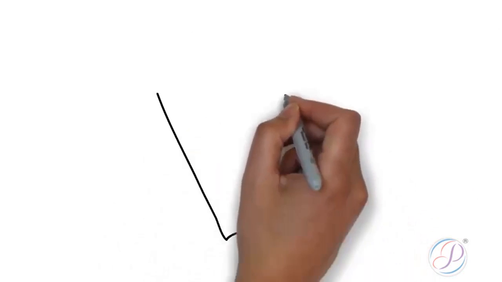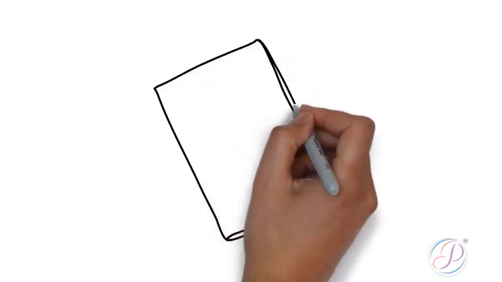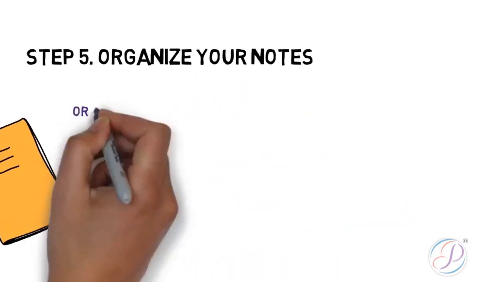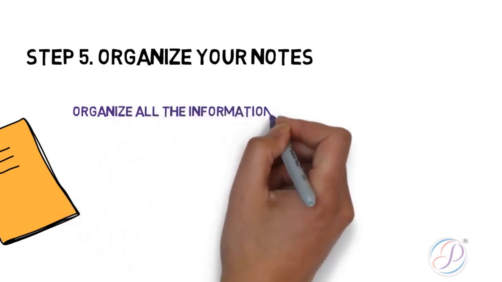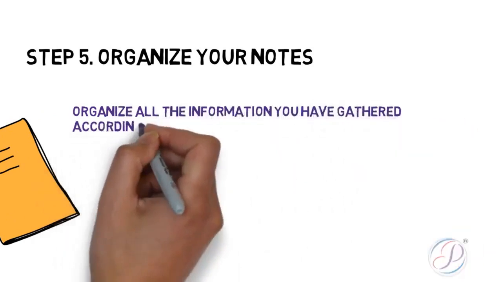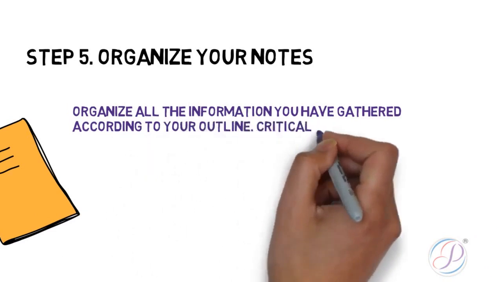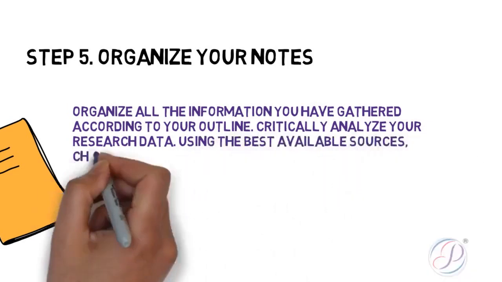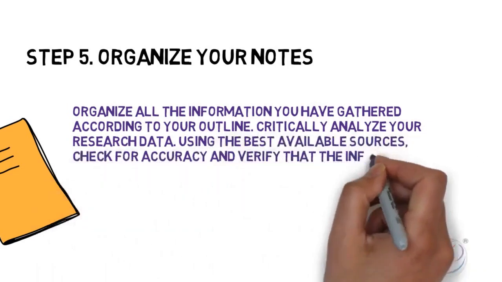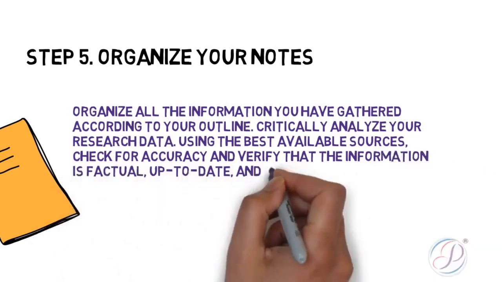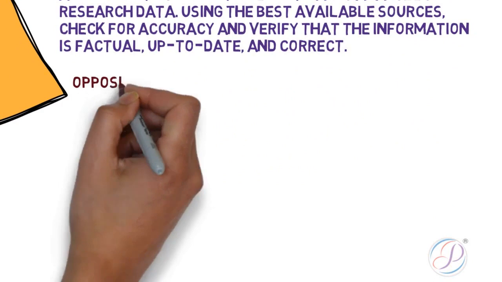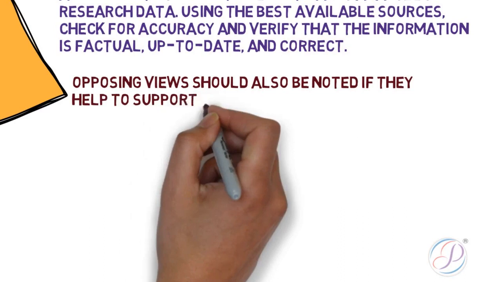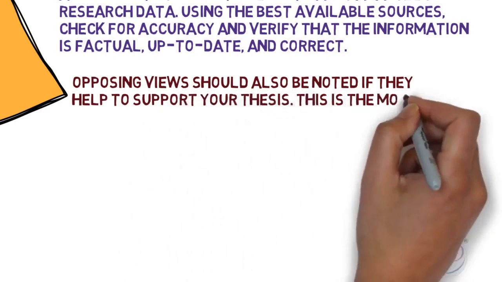Organize your notes. This is a very crucial step. After having researched a lot of resources like the internet, library, books, journals and other sources, you have to organize all the information you have gathered according to the outline. Critically analyze your research data using the best available resources. Check for accuracy and verify that the information is factual, up to date and correct. This is very important in writing a good research paper. Opposing views should also be noted if they help to support your thesis.